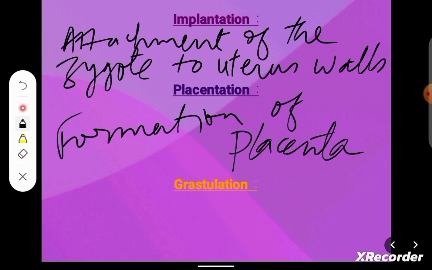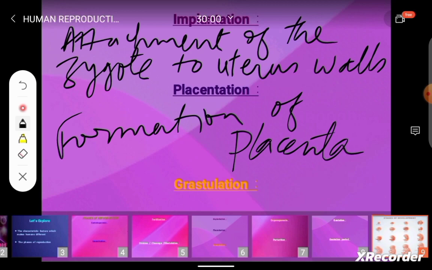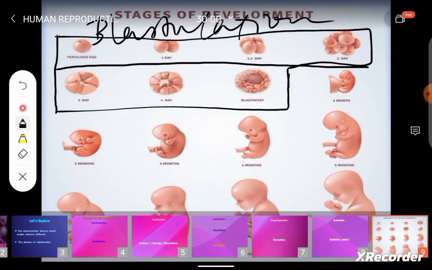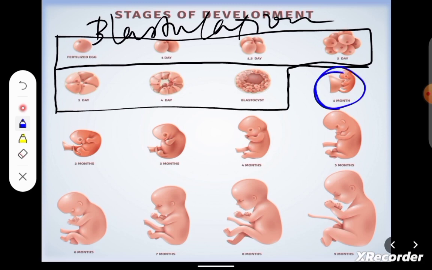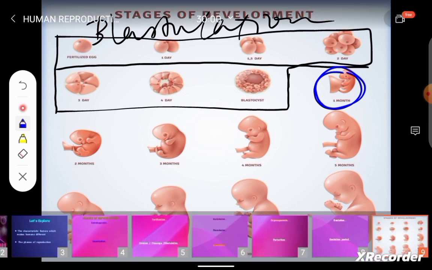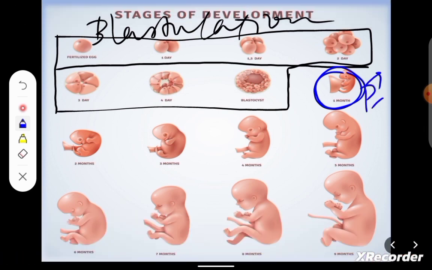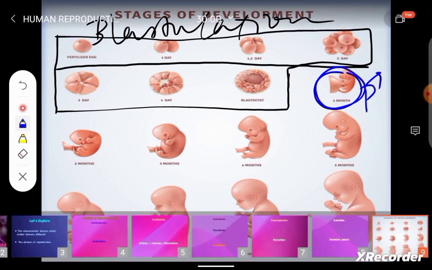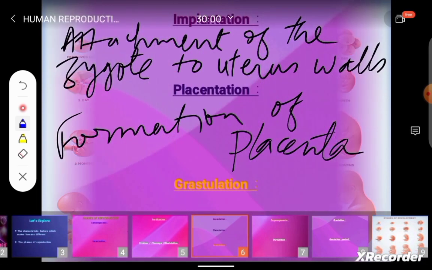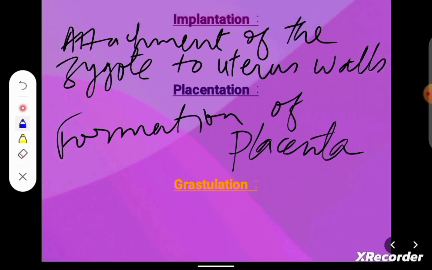You can see again the picture if you want. I'll be showing you the picture again. See here the placenta is forming. See, the placenta is formed here. This is the placentation. I'm writing here P, that is placentation. Now we'll go back again to our slides. We have seen placentation. Gastrulation, that is the formation of germ layers.